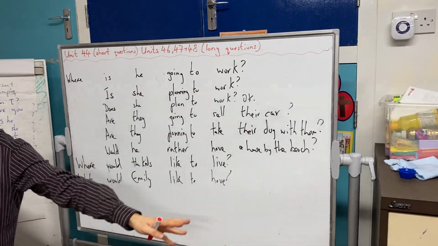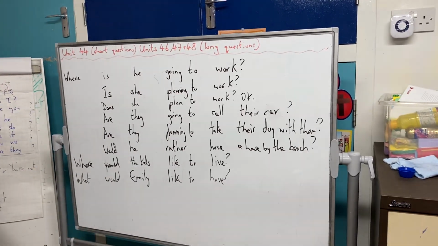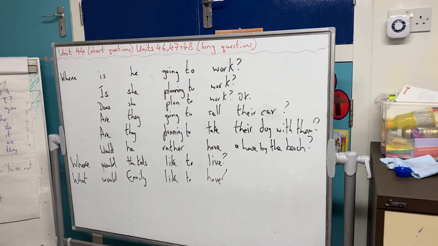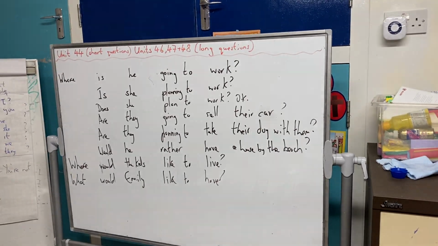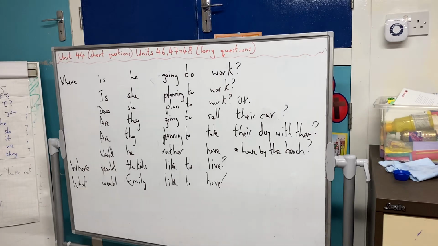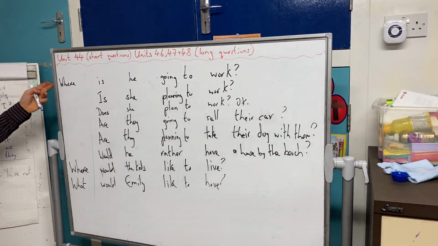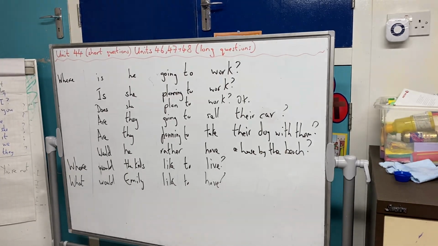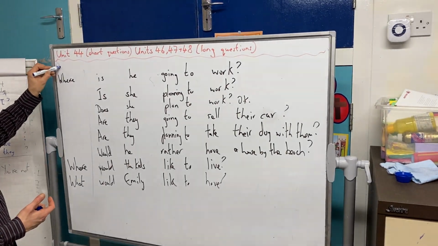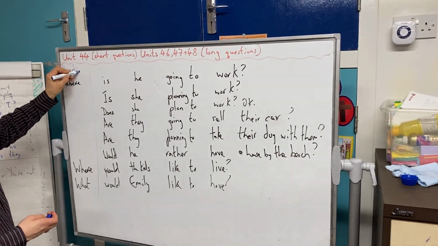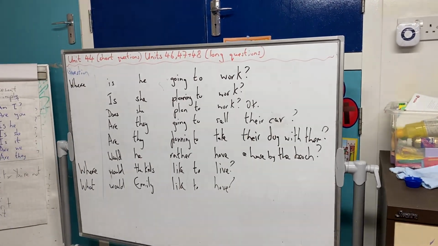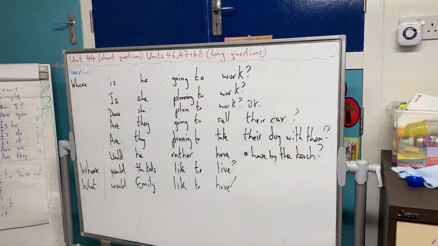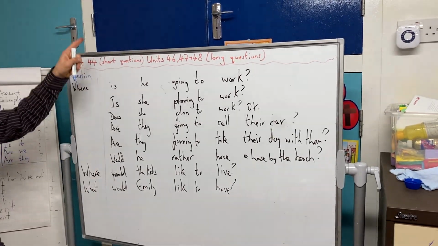We've put all of these questions on the board and they all follow the same structure. We start with a question word. Where, what, who, why, when, how often. Loads of different types of question words. After the question word, we use an auxiliary verb.